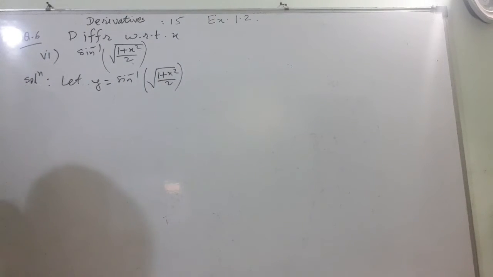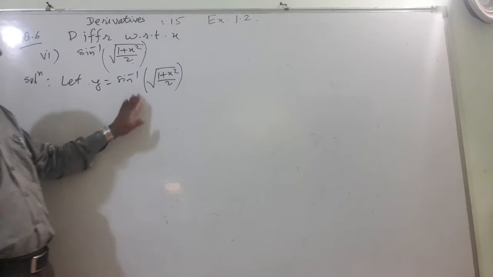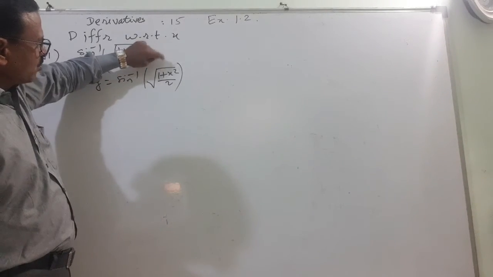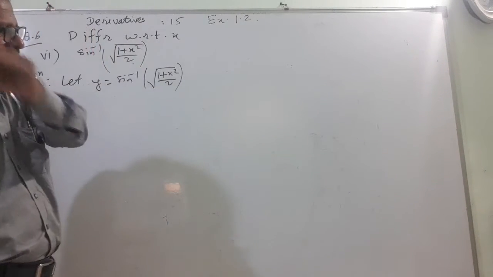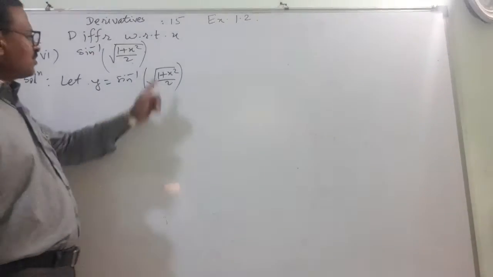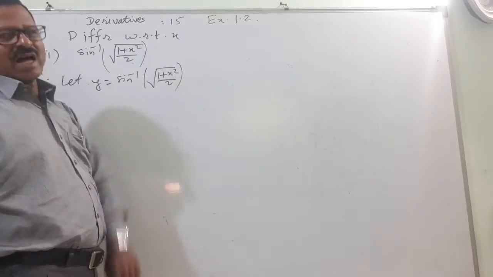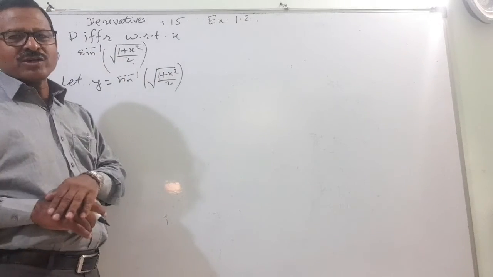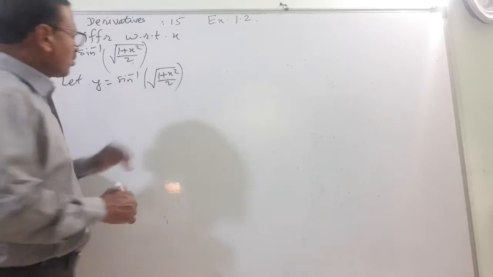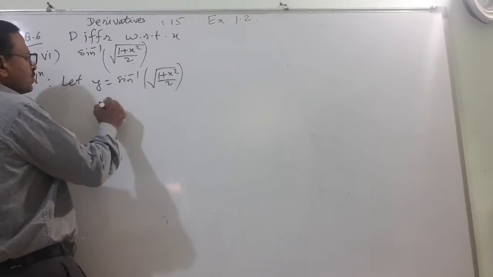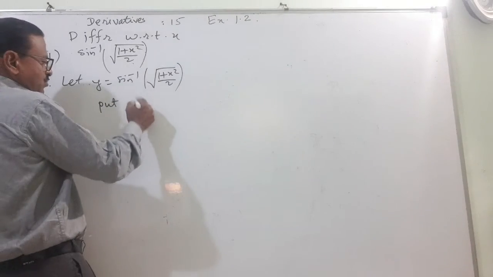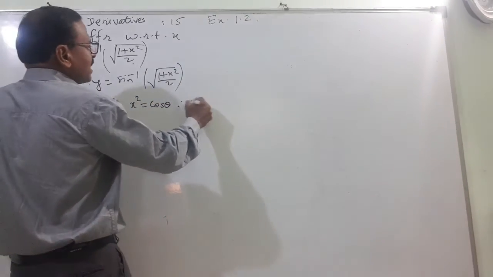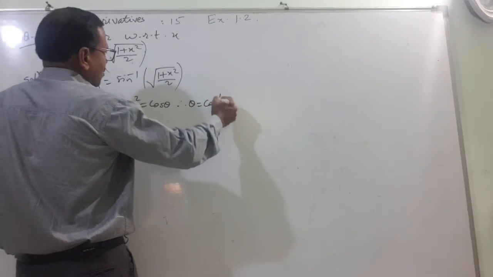Now always in the earlier lectures also I had told that this root is a very important thing. How to remove this root? Just think on that. If suppose this x square is cos theta, then 1 plus cos theta is equal to 2 cos square theta by 2, and the root will go. So put x square is equal to cos theta. Therefore theta is equal to cos inverse of x square.